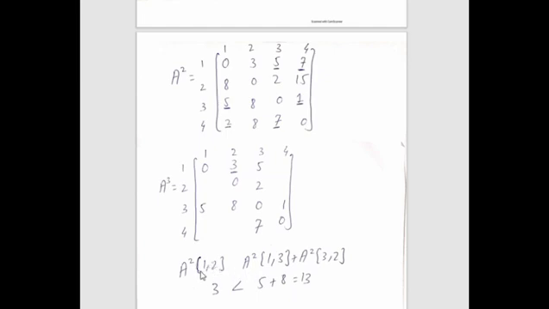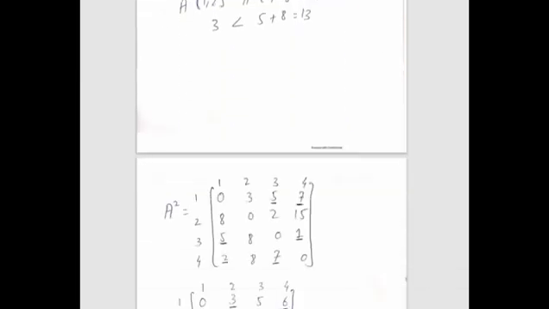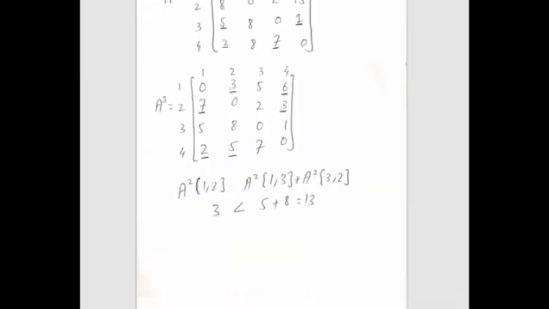So 1 to 2 in A2 is 3. 1 to 3 is 5. 3 to 2 is 8. Add them both, 13. Which one is smaller? 3. Consider the smaller one and write it in matrix A3. The distance from 1 to 2 is 3. Right? So this is how we calculated the distance.